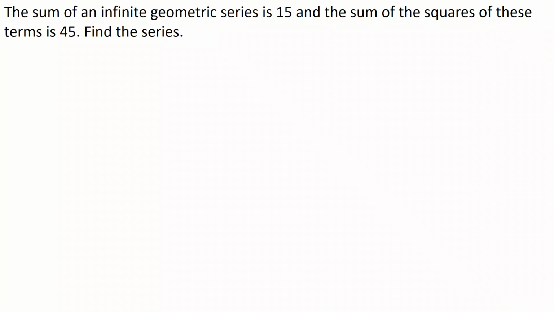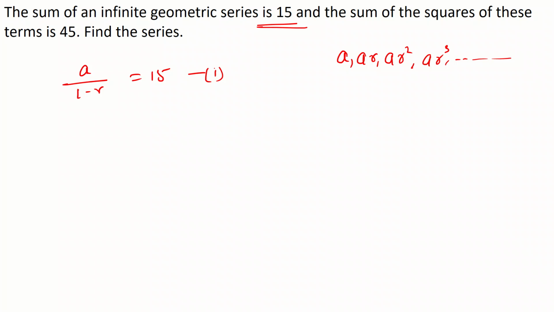The sum of an infinite geometric series is 15. The question gives you the sum. So they are saying that a by 1 minus r is equal to 15. So this is the first equation at hand. And the sum of the squares of these terms is 45. Okay. So let's assume our GP was a, ar, ar square, ar cube, all the way up to infinity. Sorry. So the question says the sum of the squares of these numbers is 45.